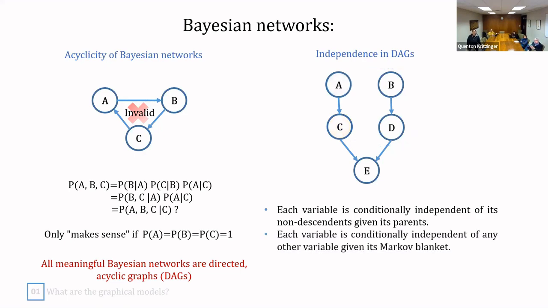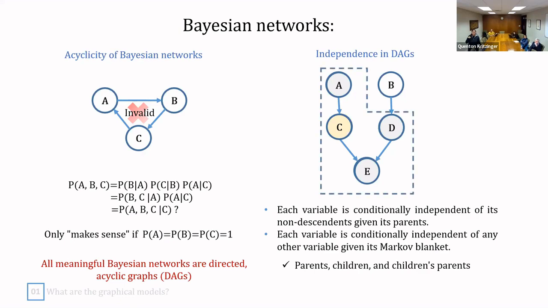As another rule, we know that each variable is conditionally independent of any other variable given its Markov blanket. What's the Markov blanket here? Let me show you. If again we consider a random variable C, A is a parent, E is a child, and also D is a child's parent. We call this set a Markov blanket. So we can say that C is independent of B given these random variables. So it's the information that we can understand from a Bayesian network.